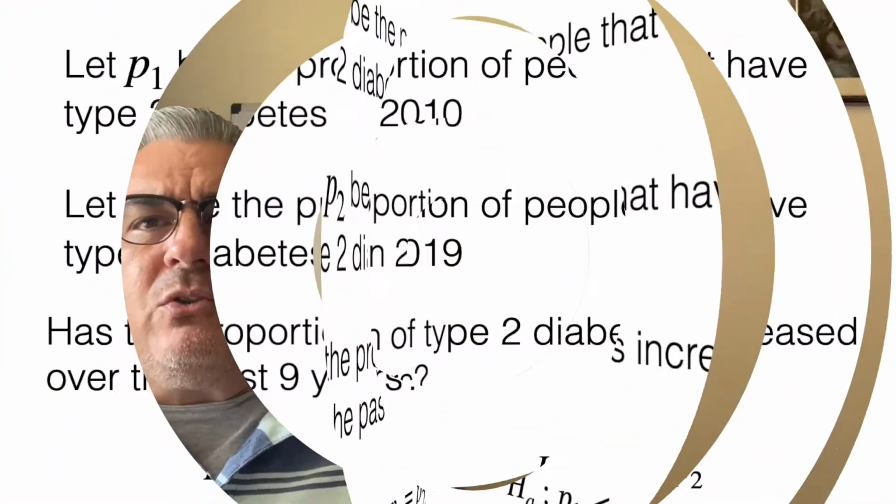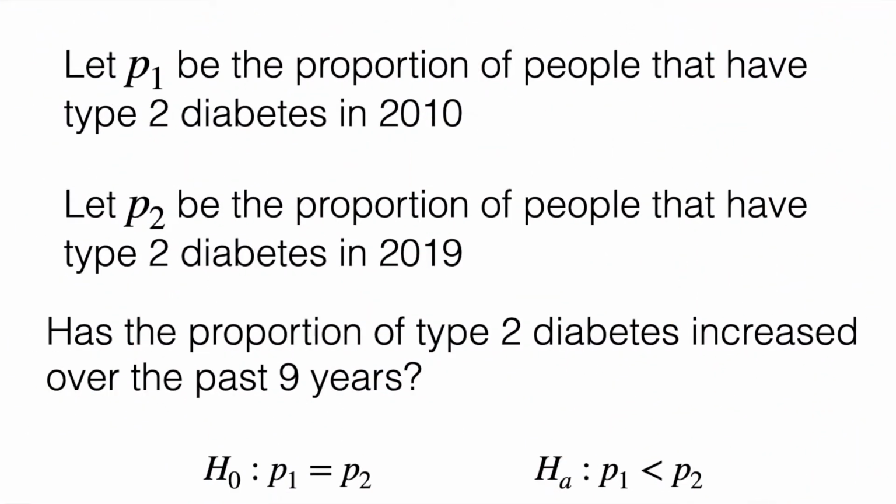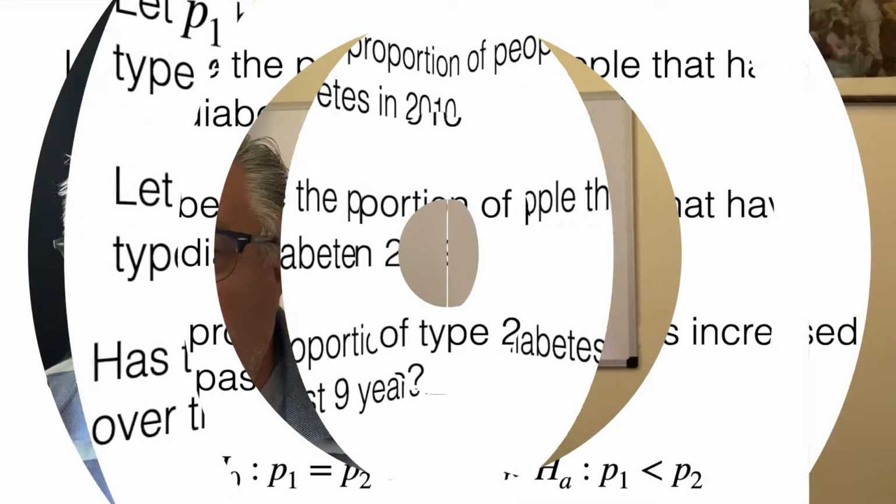And then our null hypothesis. Remember, the null hypothesis is a statement of non-difference between, in this case, two population parameters. So in this case, the null hypothesis says there is no difference between the proportion of people with type 2 diabetes. So notice that we can formulate this as P1 equals P2.